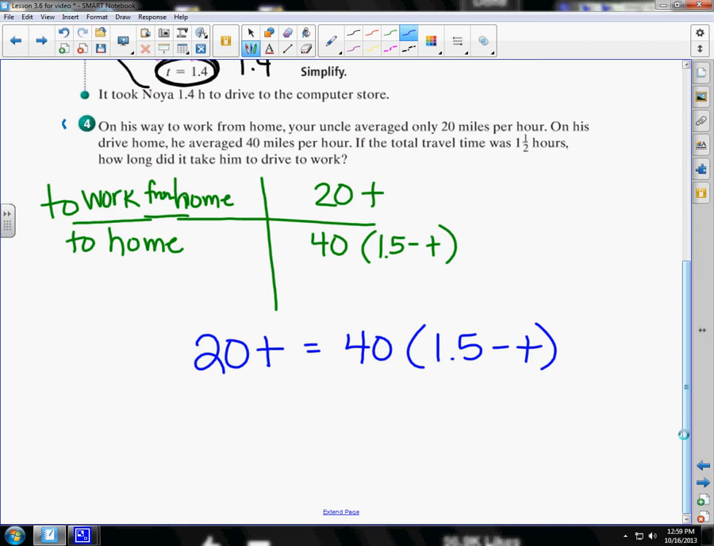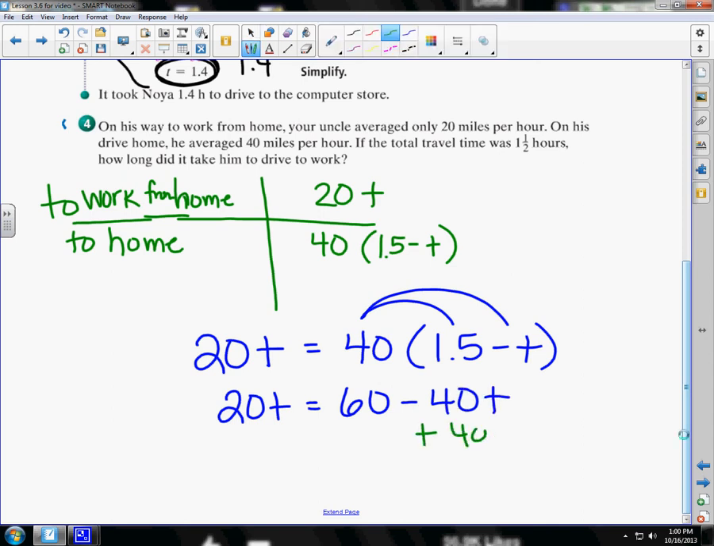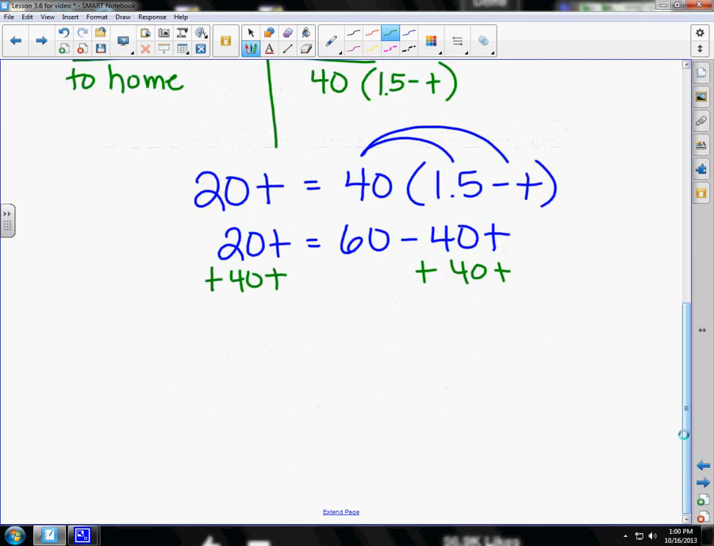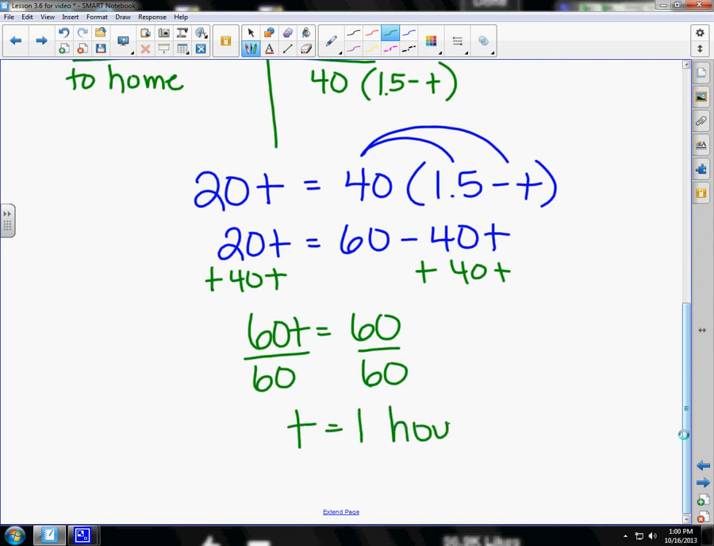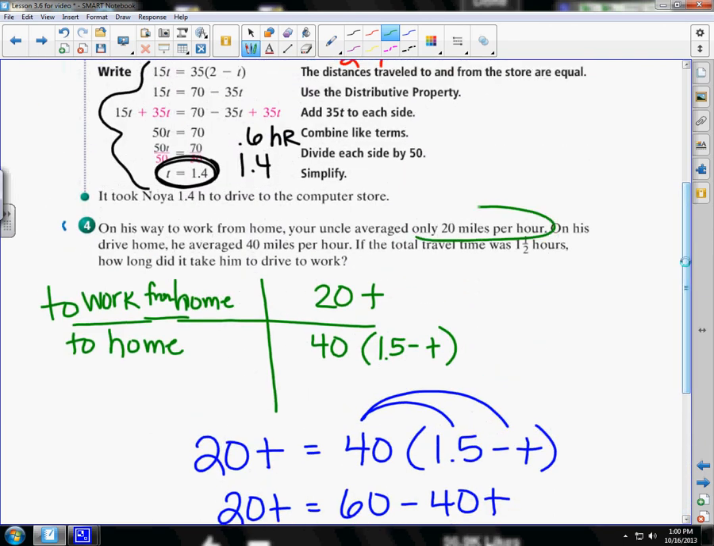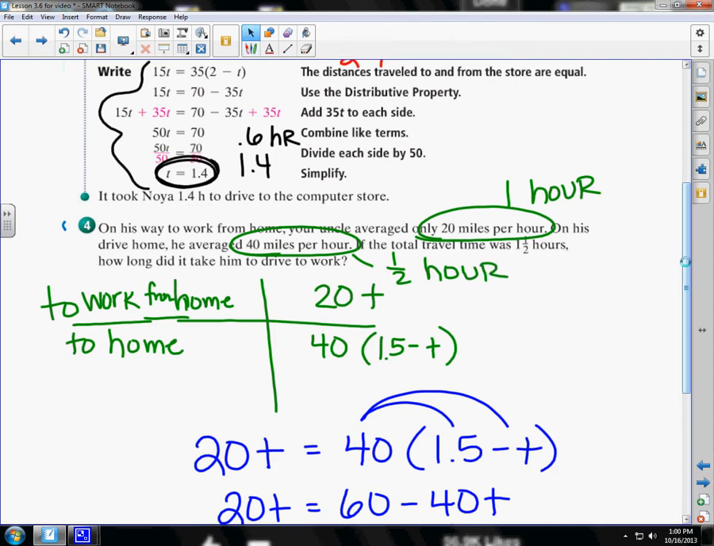So then I'm going to simplify. I have 20t equals 40 times 1.5. 40 times 1.5 is 60. Minus 40t. So then I'm going to add 40t to both sides. Then I get 60t equals 60, and I divide by 60. So I know my time originally was 1 hour. That was from home to work in the morning. When he only drove 20 miles per hour, it took him an hour. Then on the way home, when he drove 40, it only took him a half hour because the total travel time was 1.5 hours.